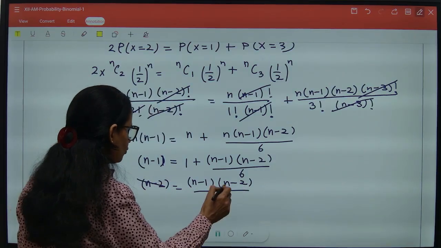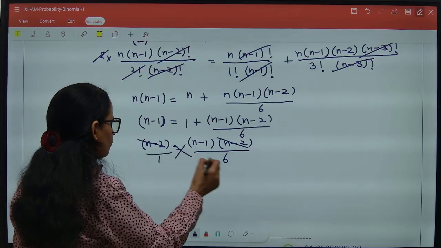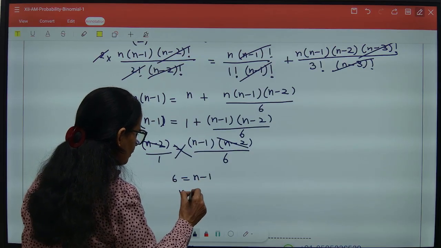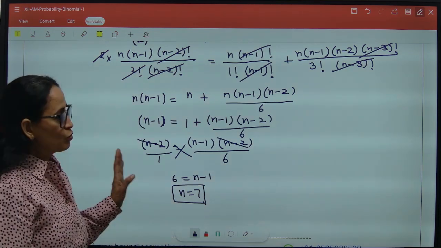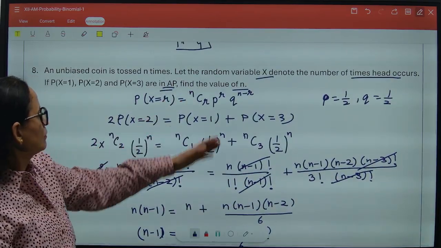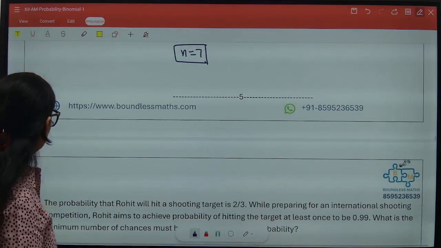Now this n minus 2 also gets cancelled, and when we do cross multiplication, we get 6 is equal to n minus 1. Bring this 1 to the other side, that means the value of n is 7. This is what we had to find. So the number of trials is 7. Clear? Great. So let's move to the next question.